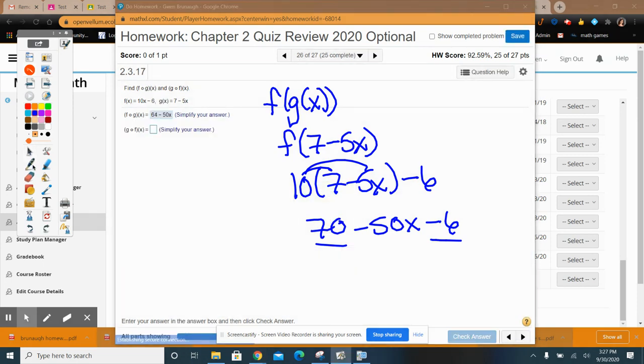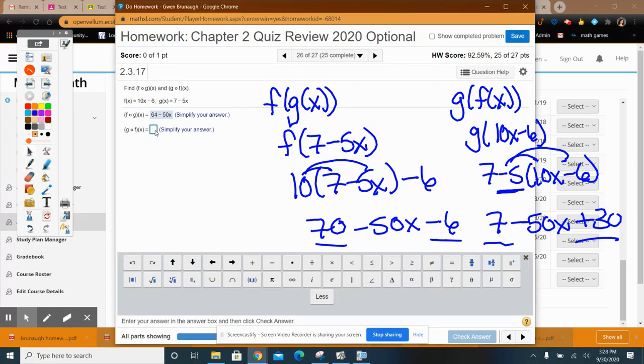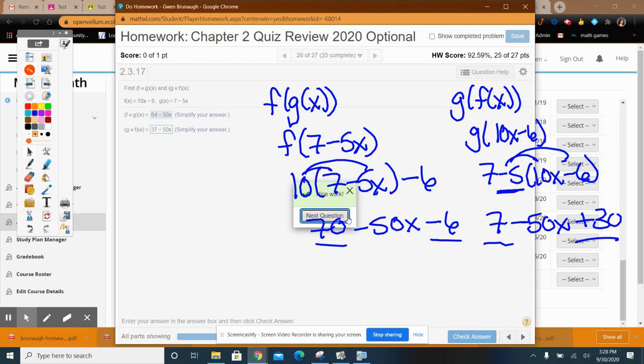Let's go in the opposite direction now. G of f of x. This time it's g of 10x minus 6. 7 minus 5 times 10x minus 6. You have to distribute the negative 5. 7 minus 50x plus 30. Someone's going to make a sign mistake there. 7 plus 30 is 37 minus 50x.